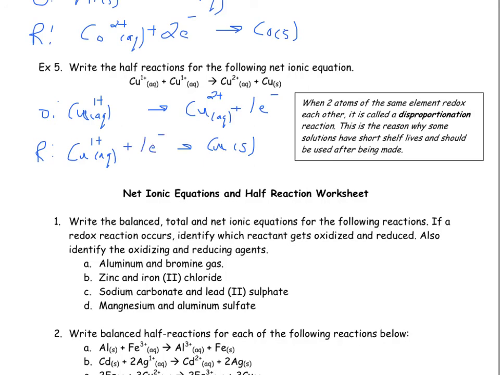When two atoms of the same element redox each other, it's called a disproportionation reaction. This is a reason why some solutions have short shelf lives and should be used after being made.